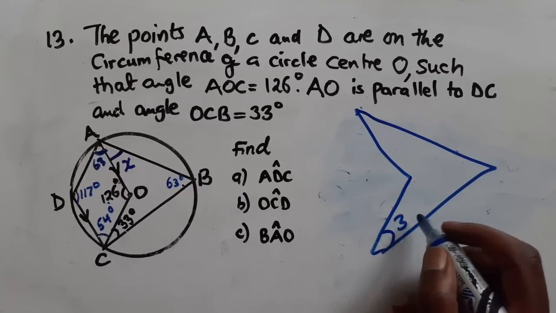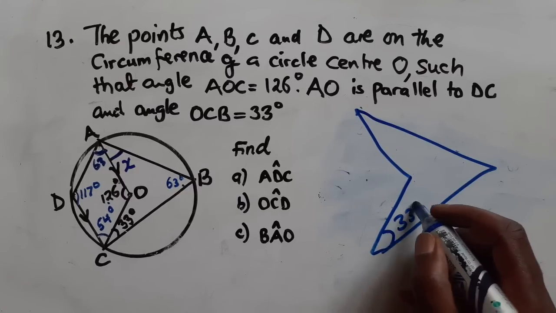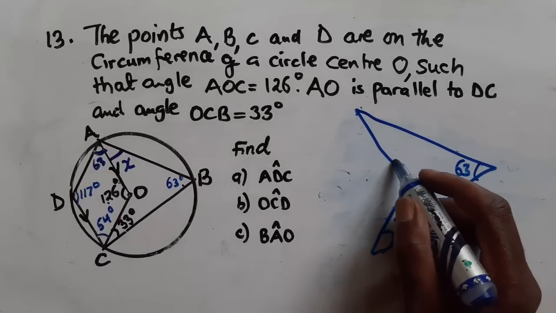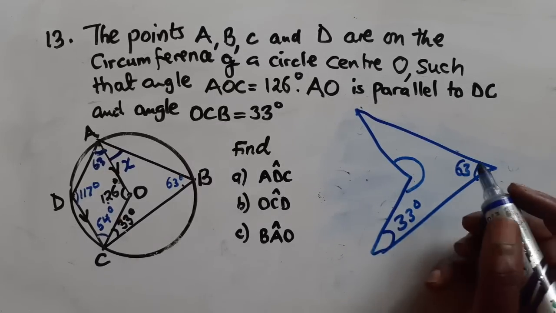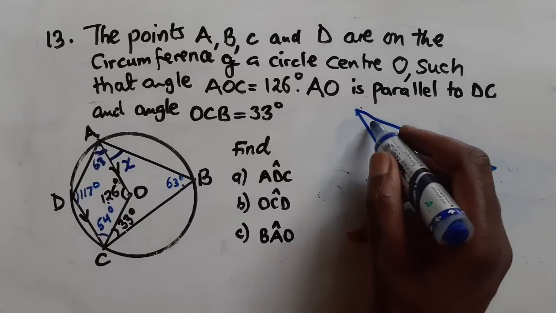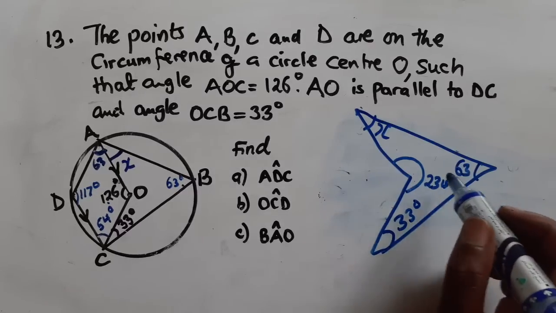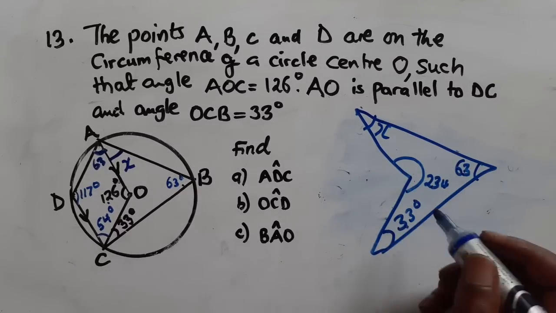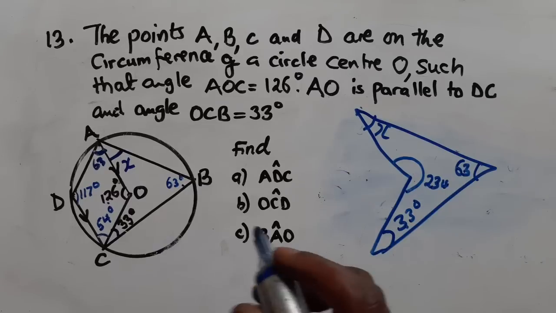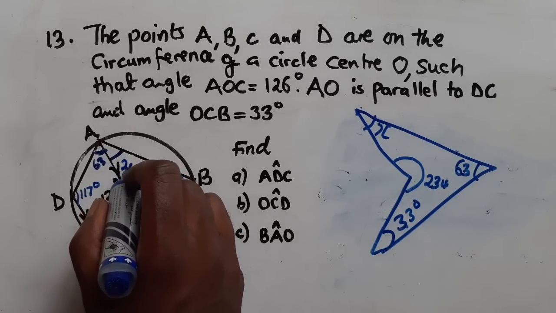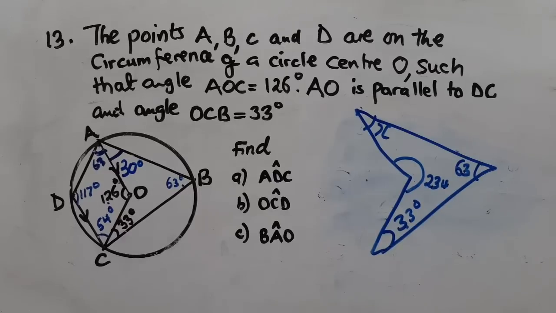We got this is 33. This is 63. Then this angle here, you need to know this angle here. This angle, we got it as 234. Then you have this one. You can also do the same. You add this and subtract from 360. You will still be able to get 30. So this angle here is equal to 30 degrees.